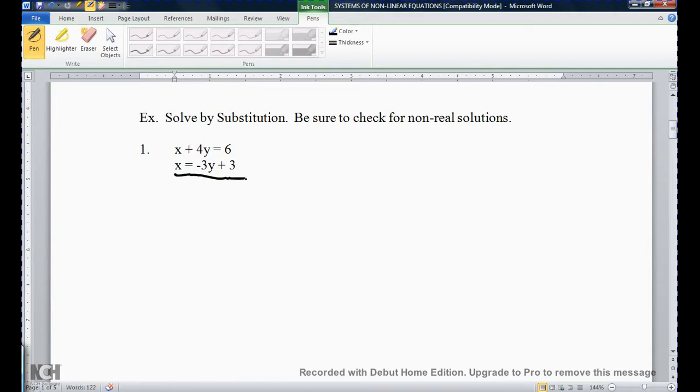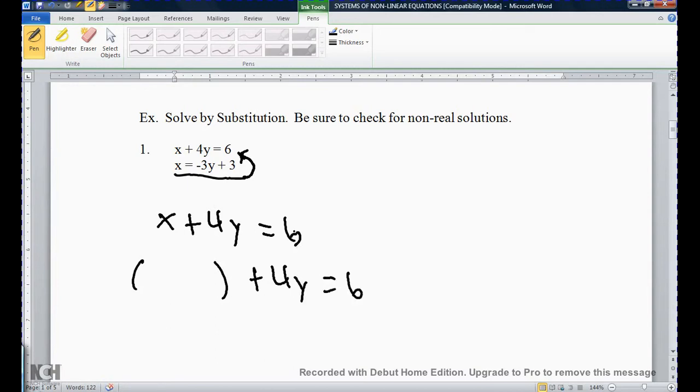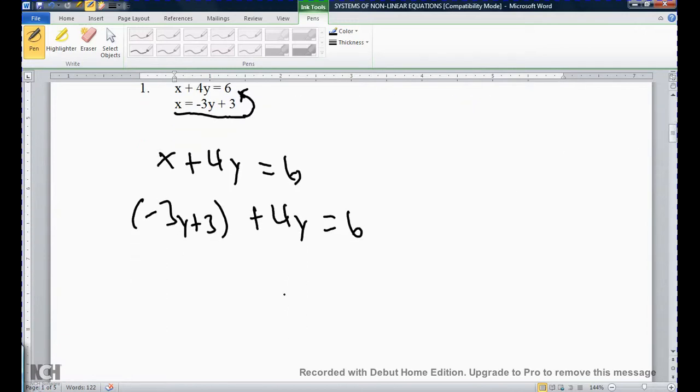So what I'm going to do is substitute this equation into that equation. So I'm going to rewrite the first equation just as it is. And notice that x equals negative 3y plus 3. So what that means is I'm going to substitute for the x. I'm taking this whole expression, negative 3y plus 3, and replacing the x. So the second equation took the place of the x. So now what I have is an equation with nothing but y's in it.